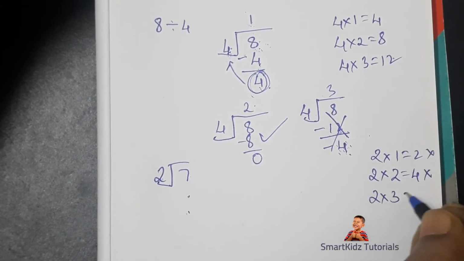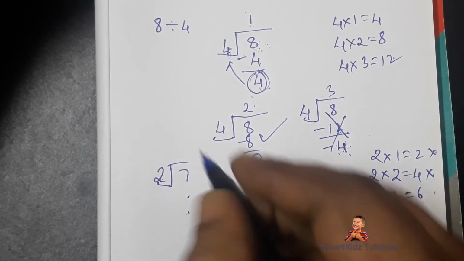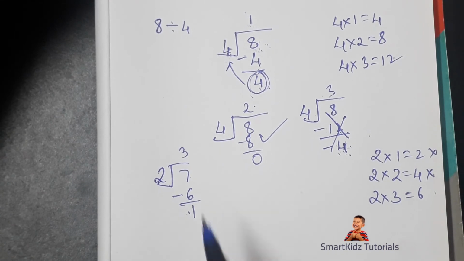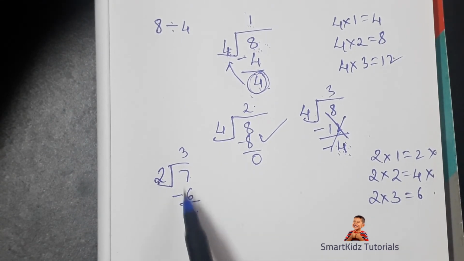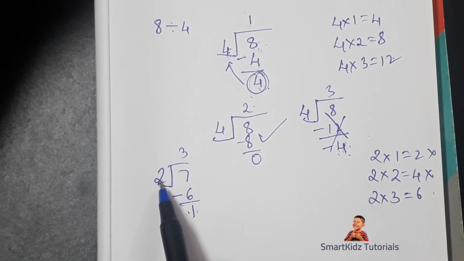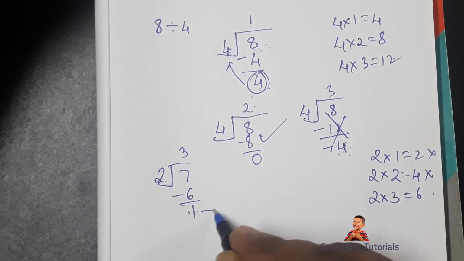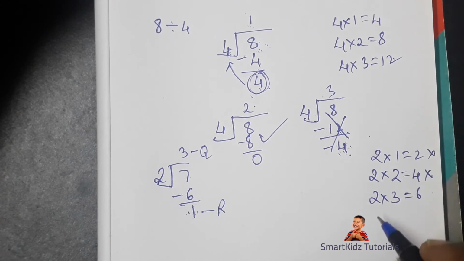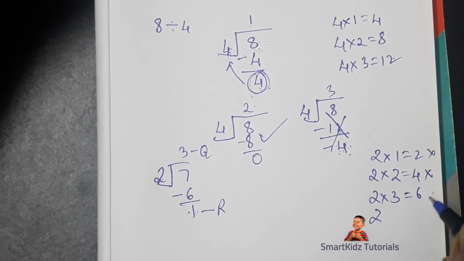What about 2 into 3? This looks more likely. So 2 into 3 gives us 6. 7 minus 6 is 1. Now 1 is positive and is also less than the divisor. So we can accept this. This would then be our remainder. 3 would be our quotient. So this is the right option.